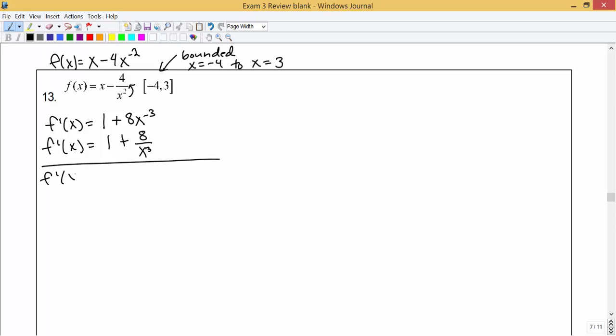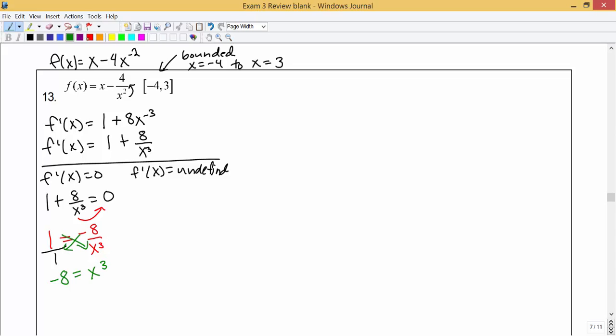All right, we're looking for where the first derivative equals 0, or where the first derivative is undefined. And the first derivative equaling 0, let's bring this over to the other side, so that's 1 equals -8 over x cubed. Let's solve this by cross multiplying, so I'm going to put this over 1. So that gives me -8 is equal to x cubed. We're going to take the cube root of both sides. The cube root of -8 is -2, and of course the cube root of x cubed is x.